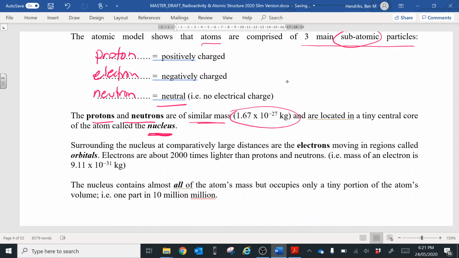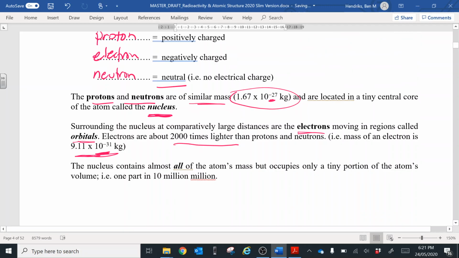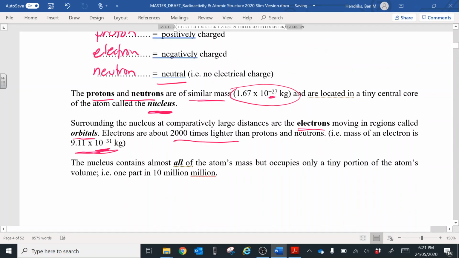Surrounding the nucleus at comparatively large distances are the electrons, moving in regions called orbitals or shells. Electrons are about 2,000 times lighter than protons and neutrons, and so here's the mass here. And you can have a look at the order of magnitude. So this has an order of magnitude of 10 to the negative 31, and this one has an order of magnitude 10 to the negative 27, which shows that this one has four less zeros, I should say, but they say roughly 2,000 times. So if you divide one by the other, then you should get around 2,000.